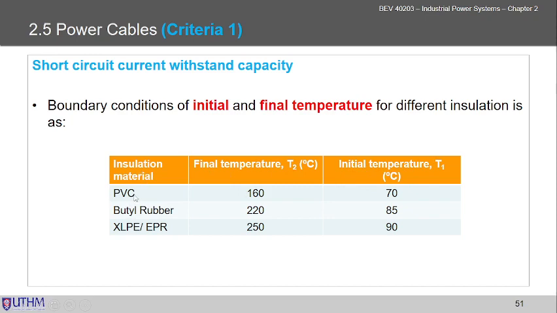Okay. So this is the type of the insulation, the material of the insulation. If we use PVC, the final temperature is 160, and this is from the manufacturer. They will provide you this insulation material specification. If you use butyl rubber, it's 220, much higher than the 160. Normally what we use for power cables for higher power applications is XLPE or EPR. So you can use this T2 and T1 to calculate the K.